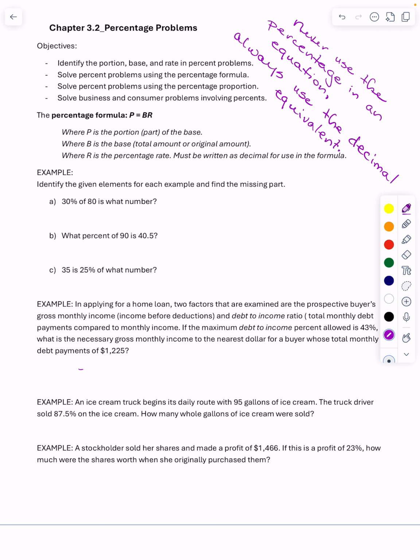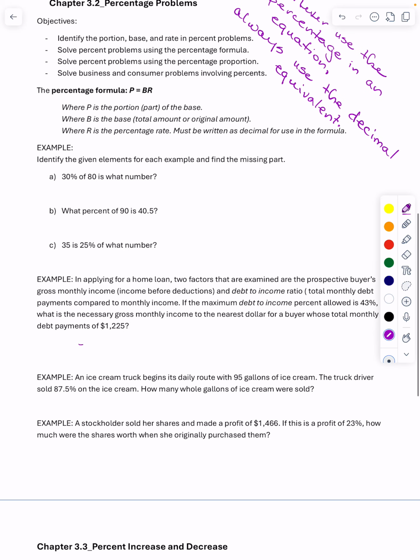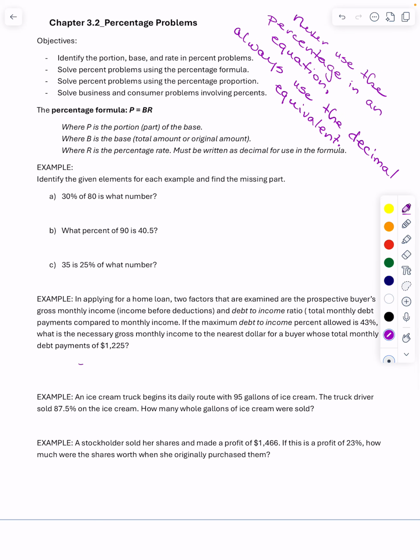Okay, so I'm going to do my best to color code so we can make sense of what's going on here. So our objectives are at the top. I'm not going to read those to you. We have a percentage formula. I am going to start with R. R is the percentage rate, and we want to remember that that always has to be written as the decimal.